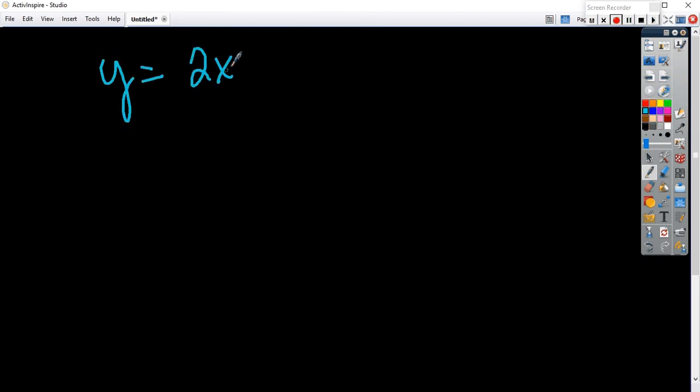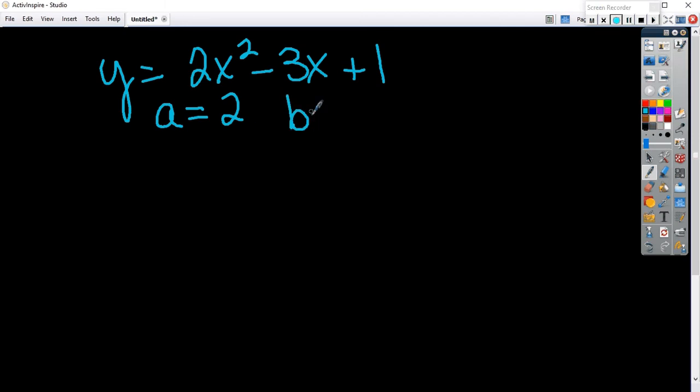2x squared minus 3x plus 1. What is A? 2x squared. Don't keep the x squared, just the number in front, though. 2. Okay, and I'm glad you said that, because everybody wants to pull the variable with it, and it can't go with it. How about B? -3. And how about C? 1. Is anybody confused on how to find those?